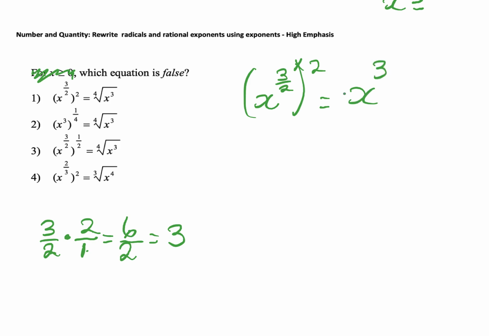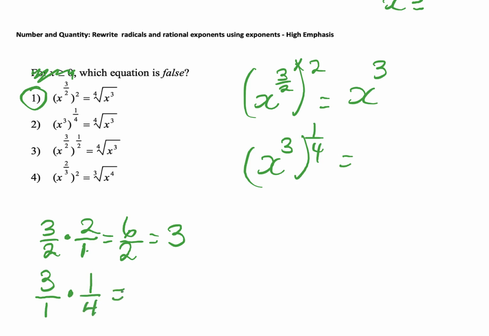X to the third cannot be written as a radical. Your answer is number 1. You should have gotten just x to the third. Here they have the fourth root of x to the third. You can try the others. You have x to the third raised to the 1 over 4. So you have 3, make it a fraction, over 1. You're multiplying by 1 over 4. This would be, again, multiply straight across, 3 over 4. So this would be x raised to the 3 over 4.